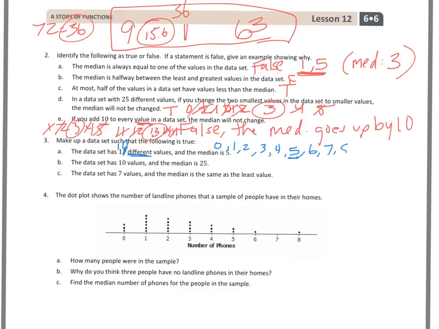So I'll just go up this way. So again, there's going to be half of the data set that is at or below the median, and half that will be at or above the median. Right now it's at 5, and I have 11 different values.